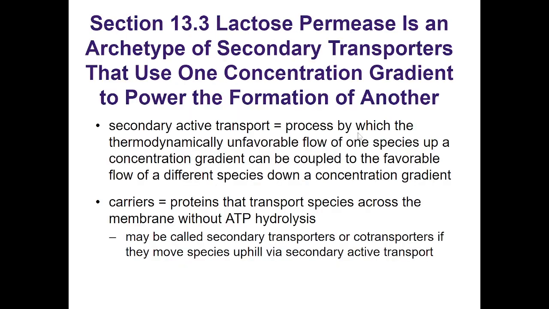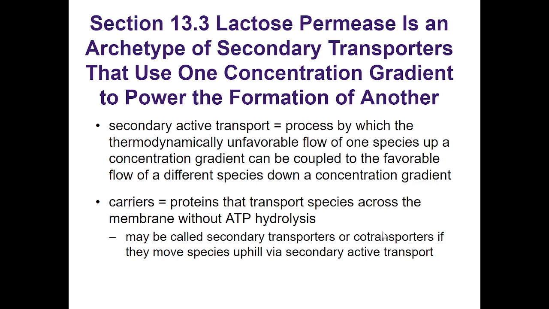Okay, so the lactose permease is going to be an archetype of secondary transporters that will use one concentration gradient to power the formation of another. This is the secondary active transport. That's what that's called here. That process by which the thermodynamically unfavored flow of one species up a concentration gradient can be coupled to the favorable flow of a different species down a concentration gradient. Basically, you're using one concentration gradient to power the other, right?